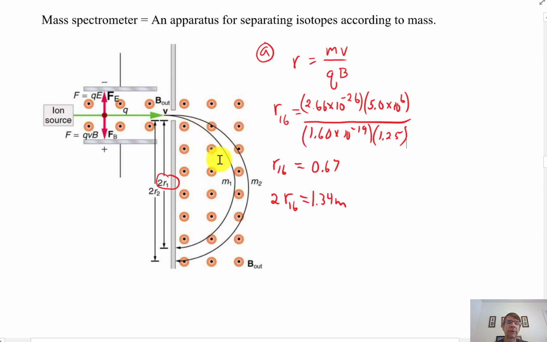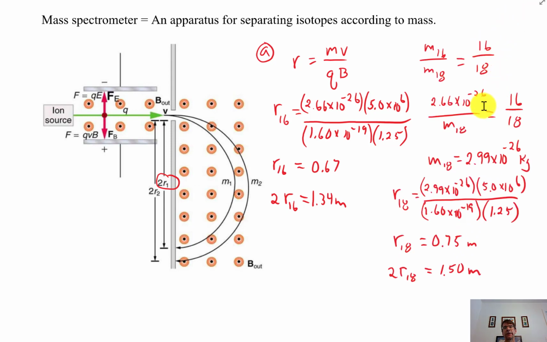If you go in here and circle around, this is the diameter of the circle, and the radius is 0.67, so twice the radius is the diameter, 1.34 meters. So this red circle right here is the distance away from the entry point that it exits, 1.34 meters. Now we have to do that for the oxygen 18 as well, but it has a bigger mass, so we have to figure out the mass of that first. Let me do that.